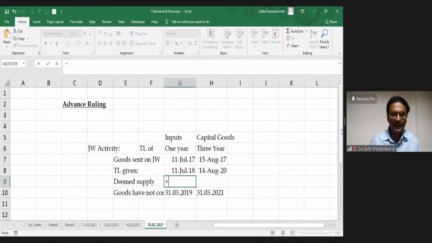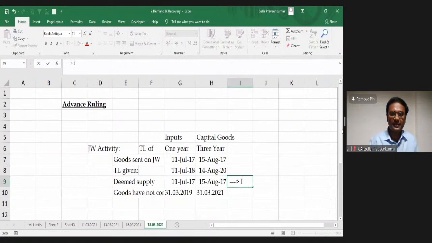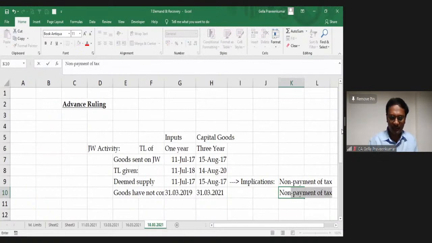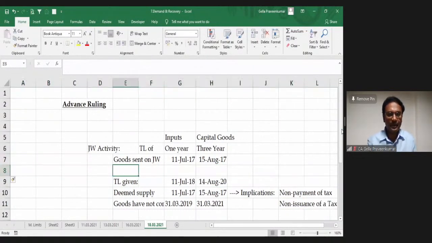My deemed supply is the day when I have removed the goods. Now, the moment I say deemed supply, my implications are non-payment of tax and non-issuance of a tax invoice. Now, I'll give an example for you to have a better understanding.